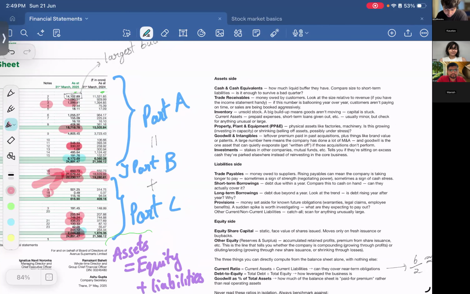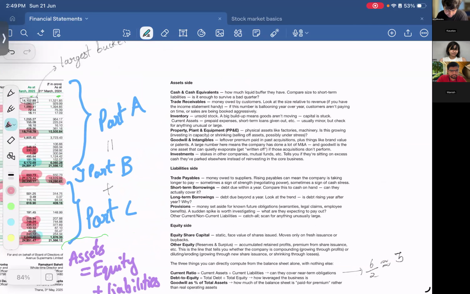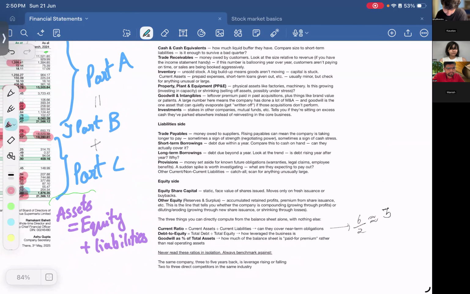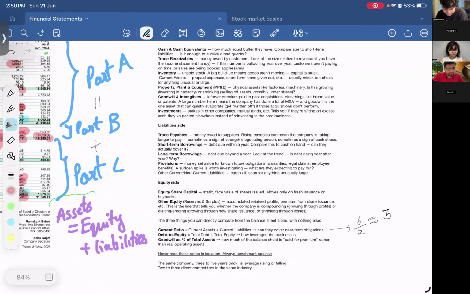All right, so let me just go through it briefly to see if I've missed something. Cash and cash equivalents, trade receivables, inventory, PPE, goodwills, investments, trade, short-term borrowing, long-term borrowing, provisions. Provisions are money that they keep aside. It's a provision. So it could be for future applications, warranties, legal claims. A sudden spike is worth investigating. Yes, it's important. It could be because of a legal case.